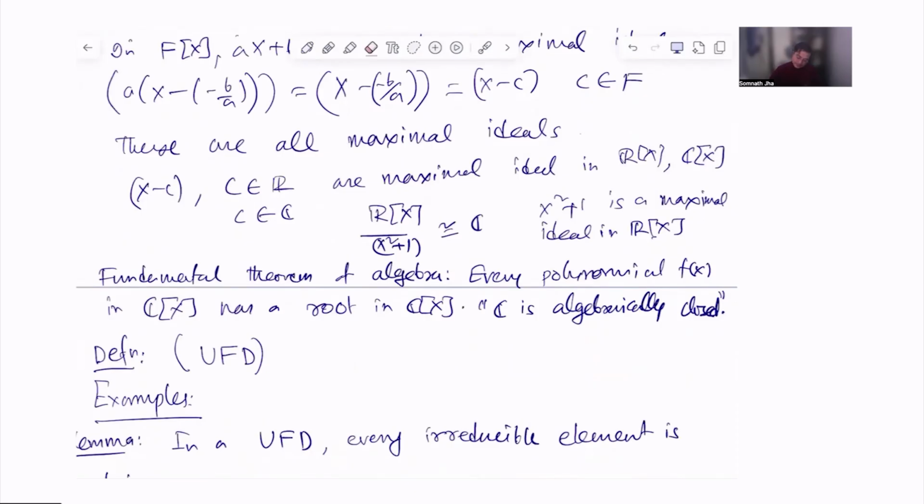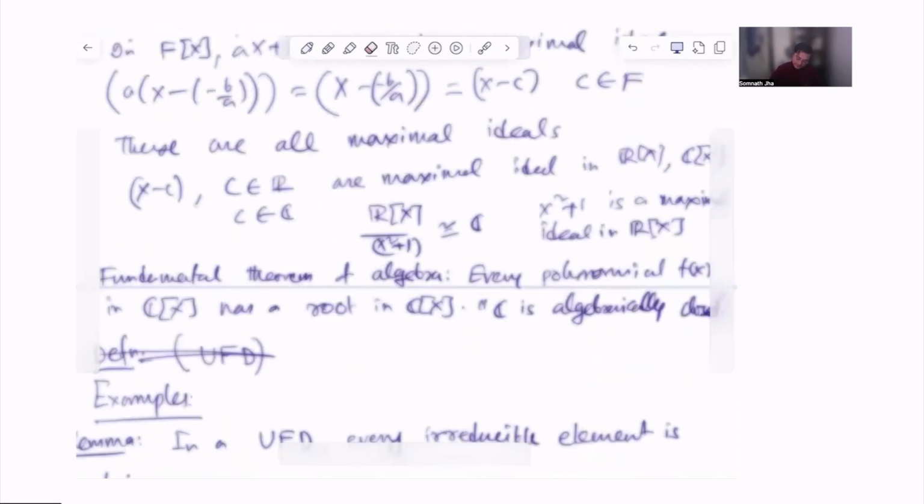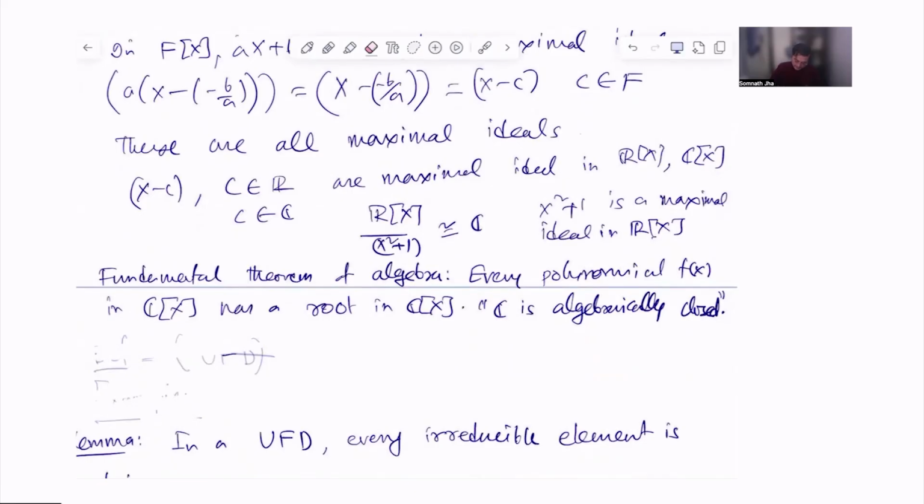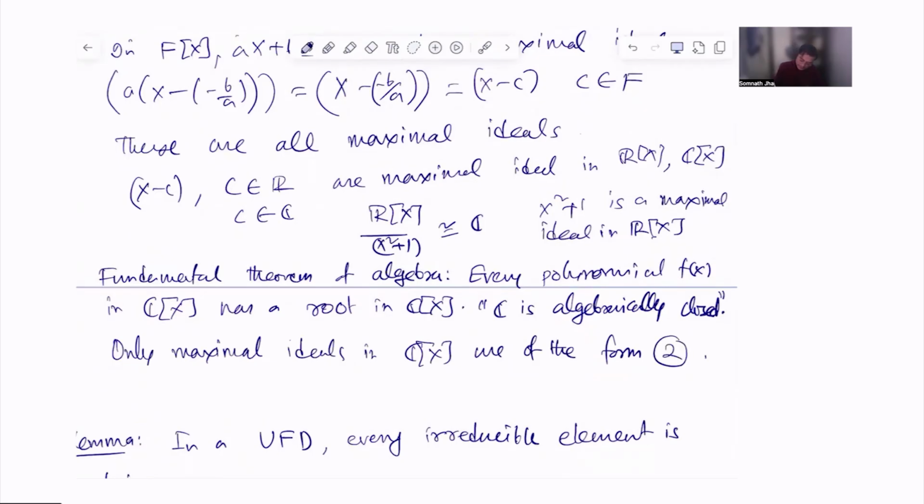So the only maximal ideals in C[x] are of the form (x minus c).